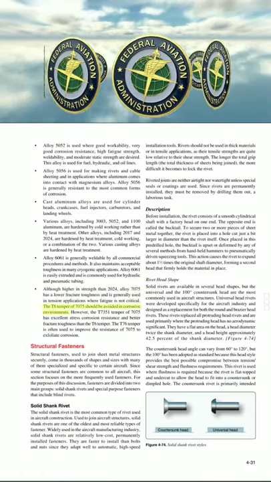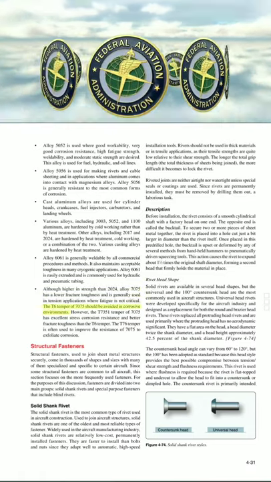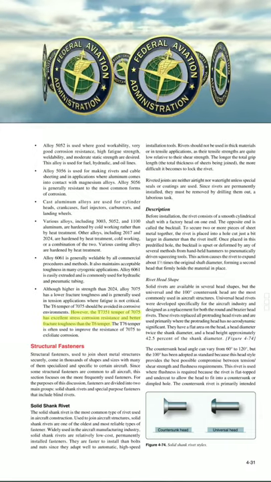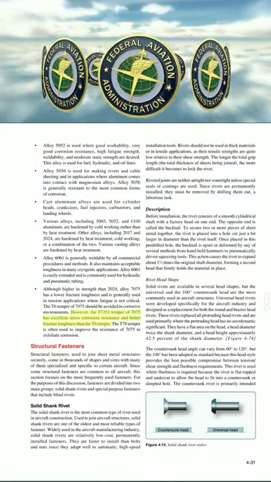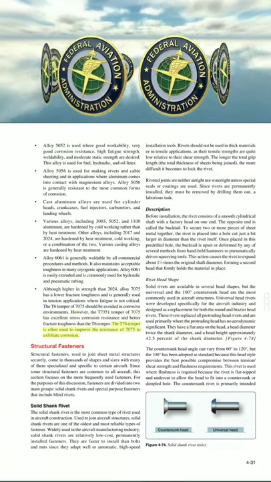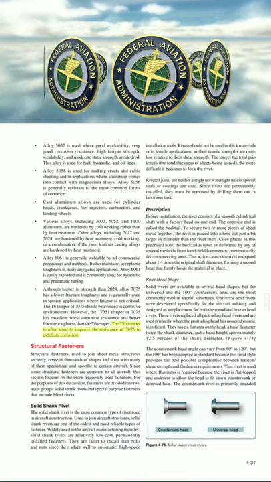The T6 temper of 7075 should be avoided in corrosive environments. However, the T7351 temper of 7075 has excellent stress corrosion resistance and better fracture toughness than the T6 temper. The T76 temper is often used to improve the resistance of 7075 to exfoliation corrosion.